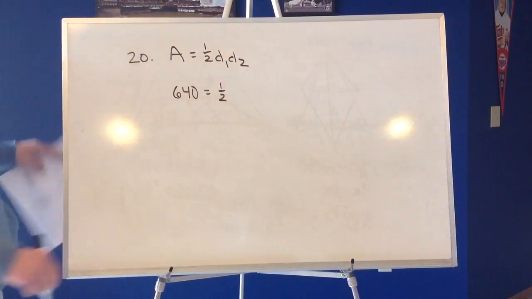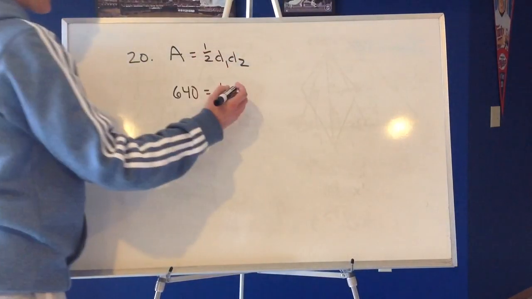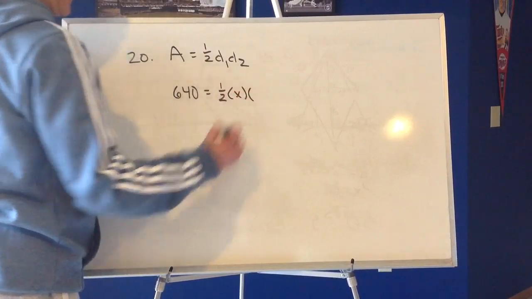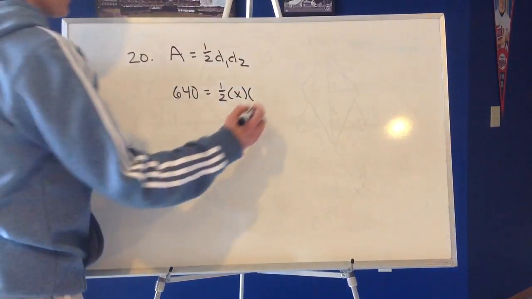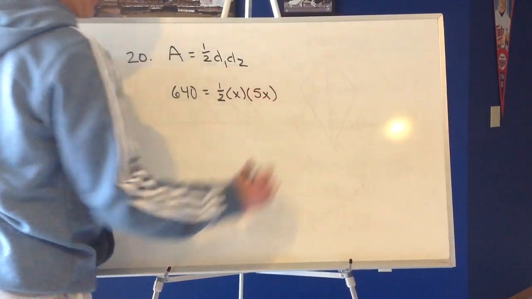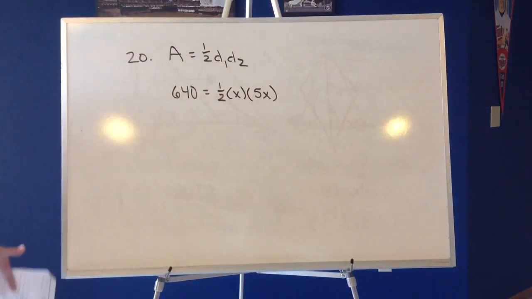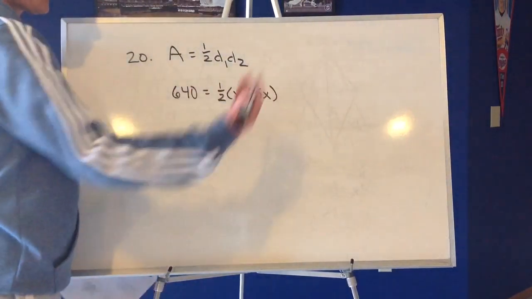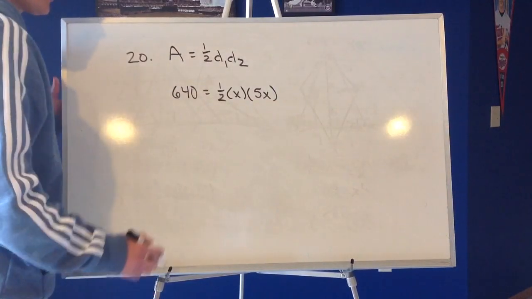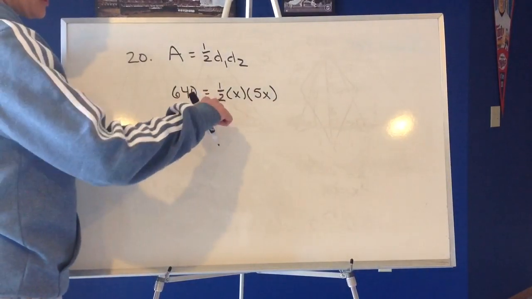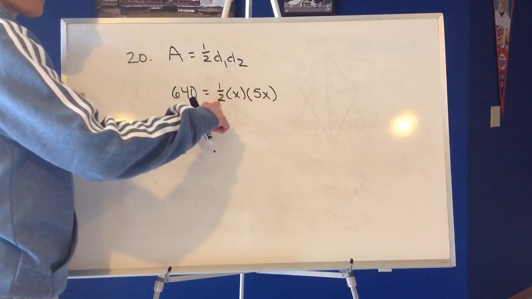Now, it doesn't matter which one you want to keep. Say I keep the first one, and then it says the second one is 5 times as long. So that one would have to be 5x. Again, doesn't matter which one's which. And then you would just go through and simplify it. Okay, so you'd end up with 640 equals, you multiply those, you get 2.5.